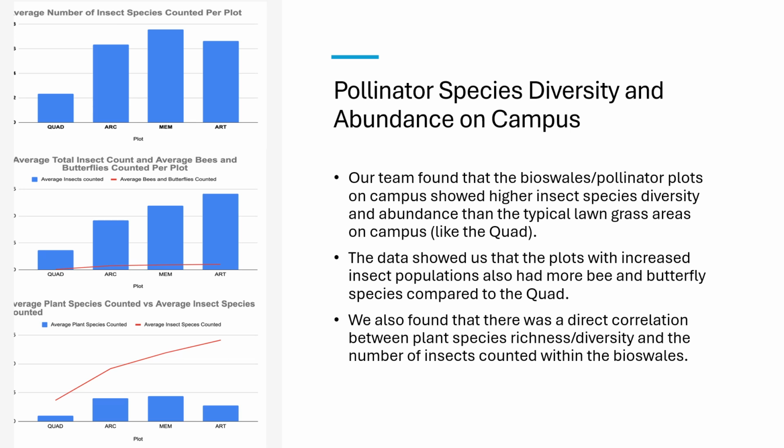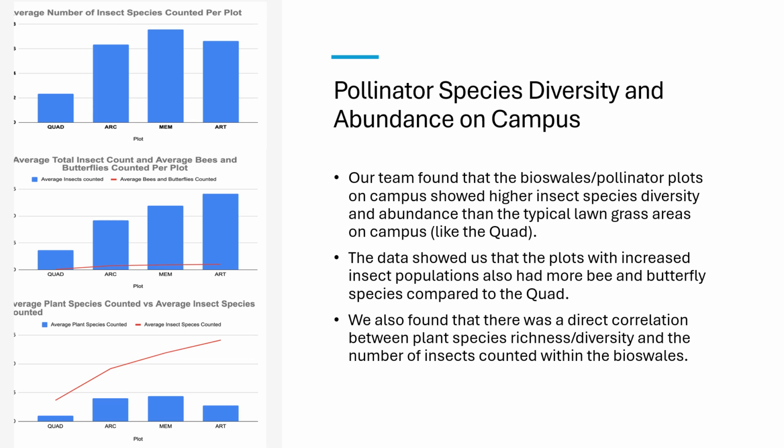So just to elaborate a little bit farther on these plots, we used the quad as more of our control since there's not a lot of flowering plants going on there. It's just a lot of grass. We also had a few trees around, which was nice to have, especially when it got a little bit warmer here in early August or early September.